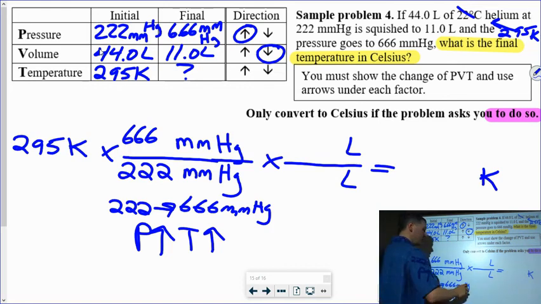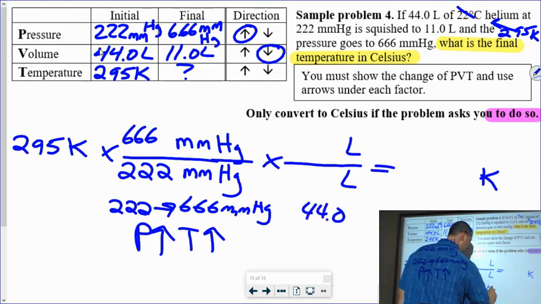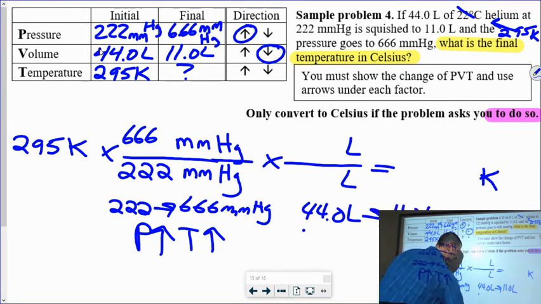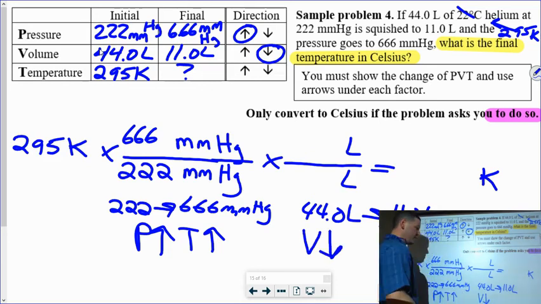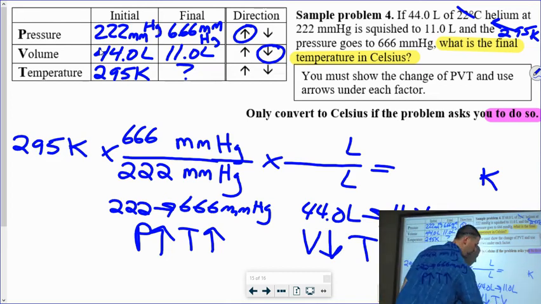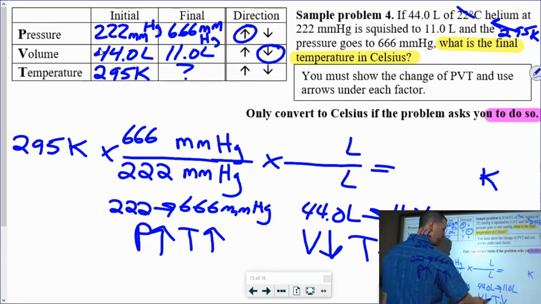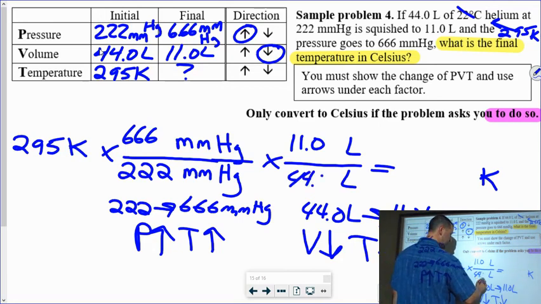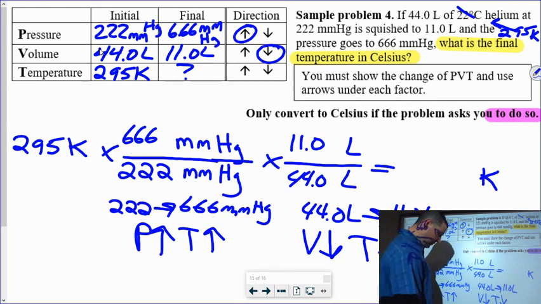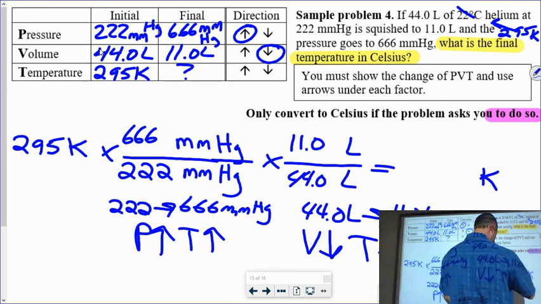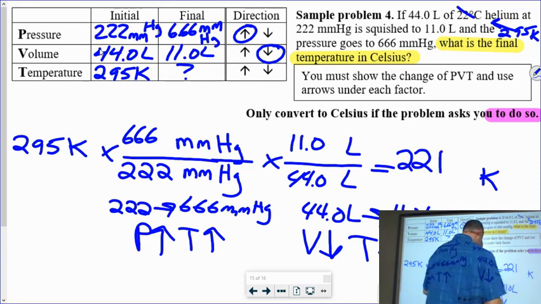We go over to liters. We are going from 44.0 liters over to 11.0 liters. So our volume is going down. If our volume goes down, our temperature should go down. Think of a hot air balloon that's not quite so hot anymore. It doesn't seem like it's blown up as much. So we want our temperature to get smaller, so we put the smaller of the two numbers on top. You crunch all of that information and you go to the correct number of sig figs, you get 221 K.